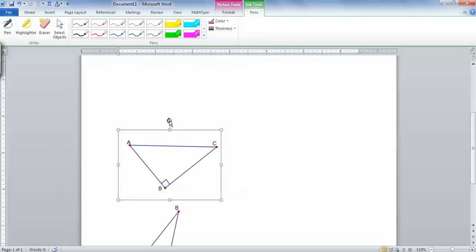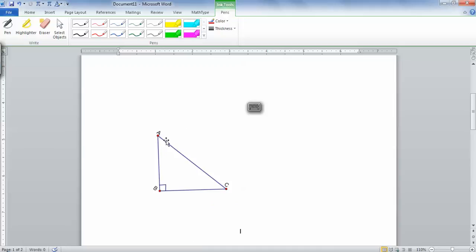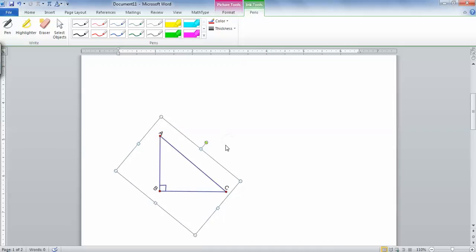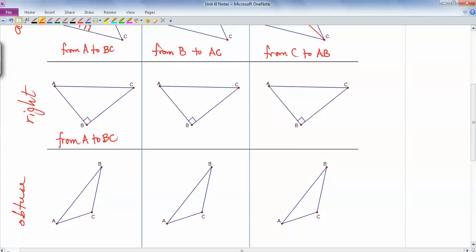If I rotate it so A is the peak and BC is the ground, notice the height of the mountain, let me rotate it just a little bit more. The height of the mountain from A, all I do is go straight down, right? So it's actually side AB that is the altitude right there. That is the altitude.